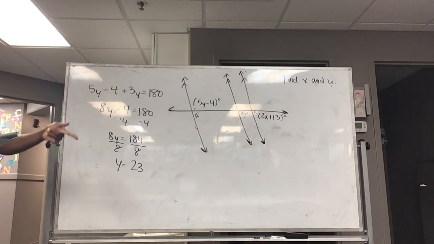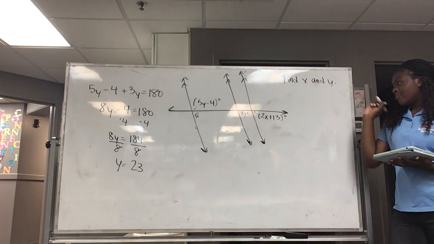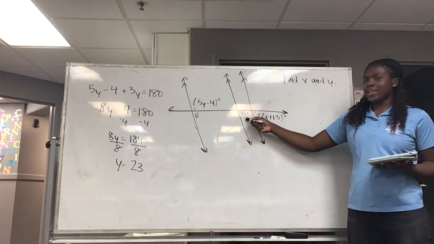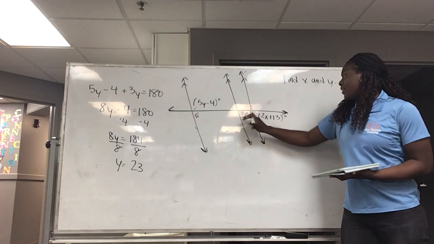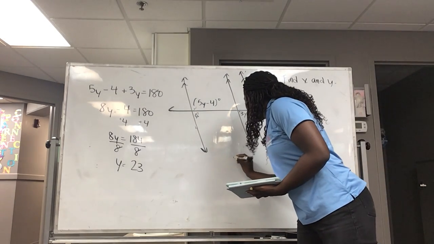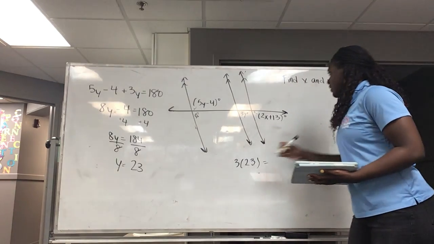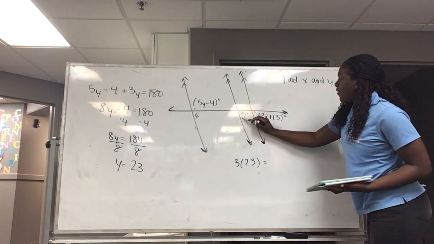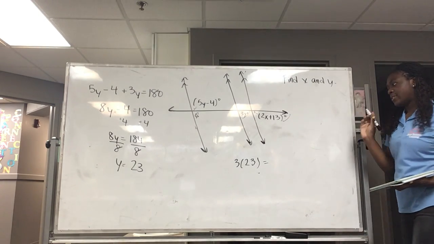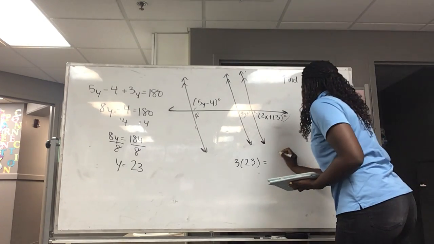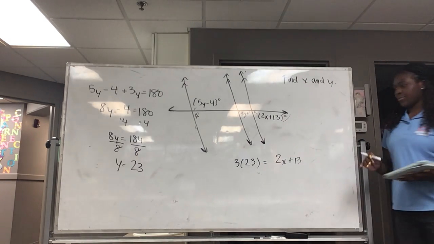And then we need to find x. And so kind of similar to the other one, but we don't need y. We actually need that actual angle. So I'm going to plug 23 in for y using this one. So 3 times 23 is equal to, this angle is corresponding to this one, so I can set them equal to each other. So 3 times 23 is equal to 2x plus 13. Okay, with me so far?